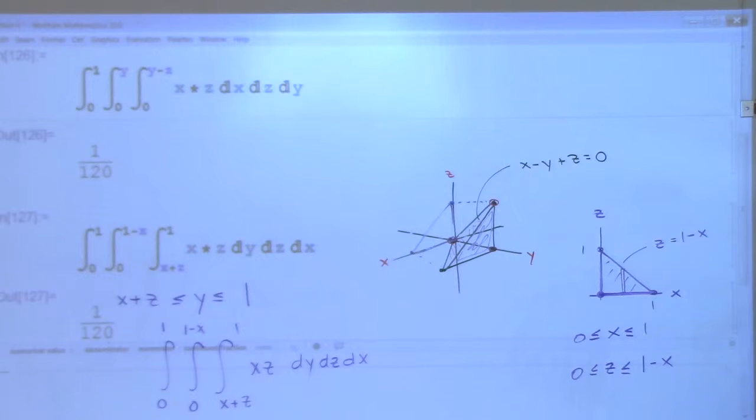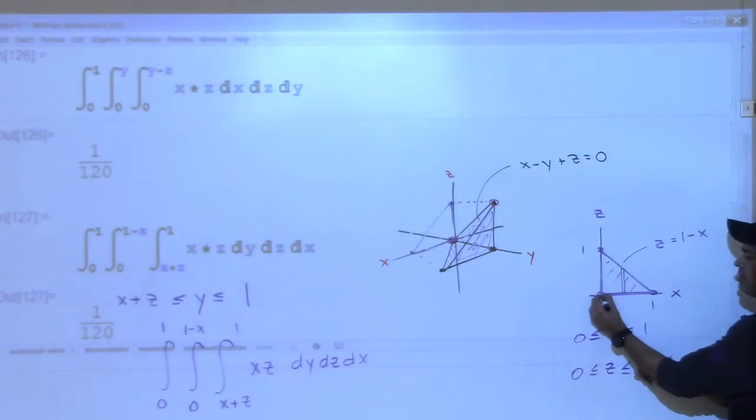Yes? For the y, how can you set it up like first, like for x plus z, greater than or equal to y? Okay. I'm going to try my best to do this. It's hard because it's 3-dimensional. Okay, so let's do it this way. Let's start here. Let's pick a value between 0 and 1 for x, okay? So let's just say I pick that.